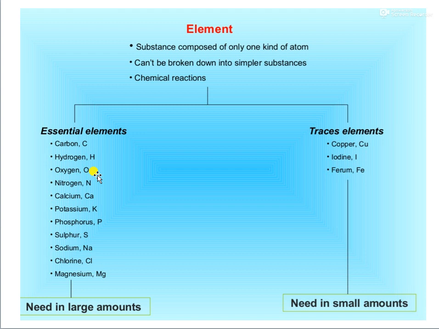Substances composed of only one kind of atom are referred to as elements, and they cannot be broken down into simpler substances.